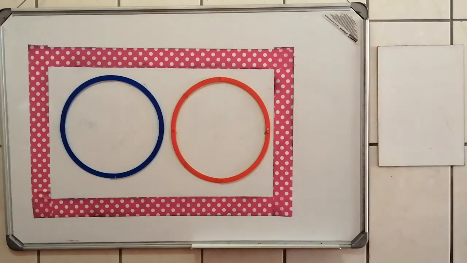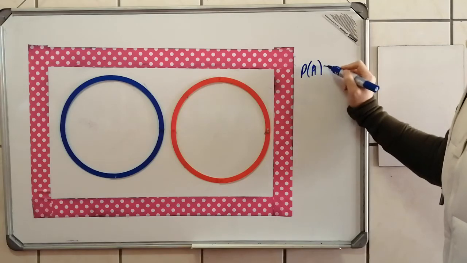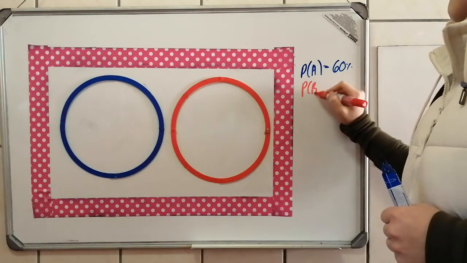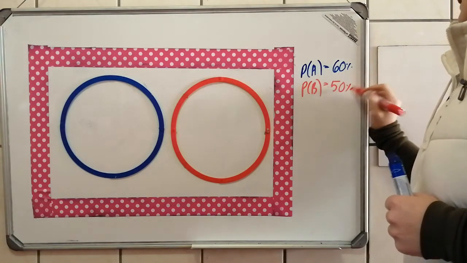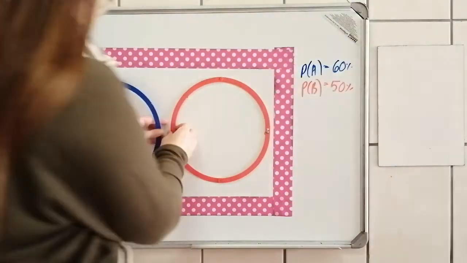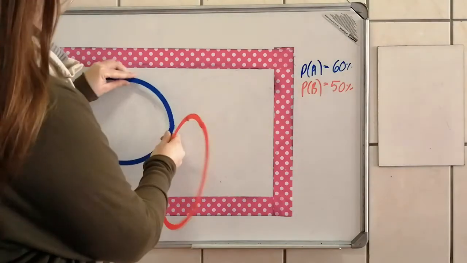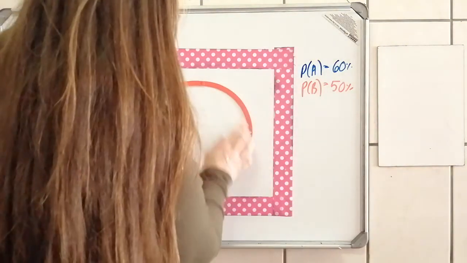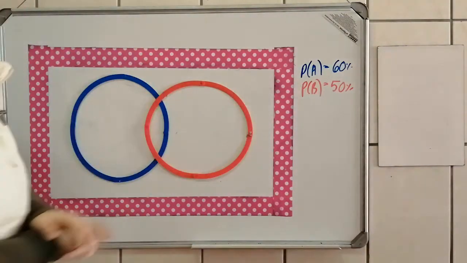And your third example for today says that the probability of A is 0.6. I'm just going to write 60% because that's what makes sense in my brain. And the probability of B is 50%. It says, prove that A and B cannot be mutually exclusive. Cannot be mutually exclusive means that A and B must have an intersection. So A and B must have something in common. And why would this be the case?